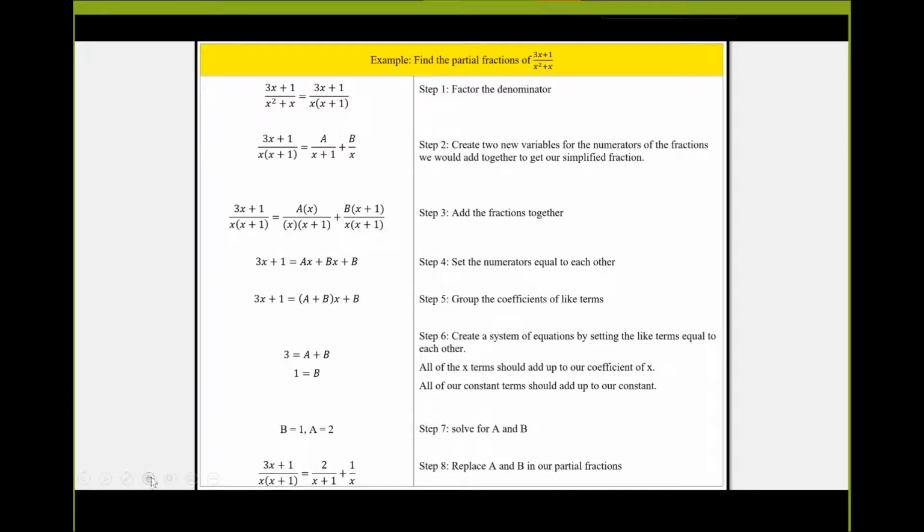Is there a way that I can zoom here? Yeah, there we go.